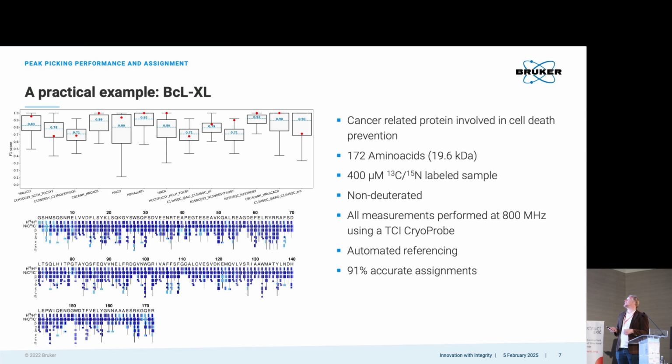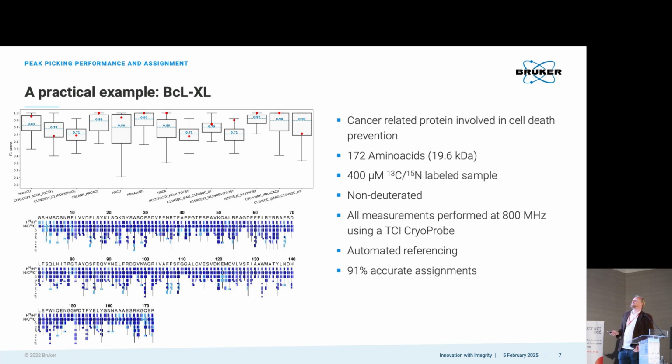So he showed up with a sample. It's a cancer-related protein, just shy of 20 kilodaltons. It was a 400 micromolar solution, uniformly carbon and nitrogen labeled, non-deuterated, and we did all the measurements at an 800 megahertz spectrometer with a cryoprobe. So yes, high field, but nothing crazy. And the majority of the measurements were set up, processed, and referenced in full automation.